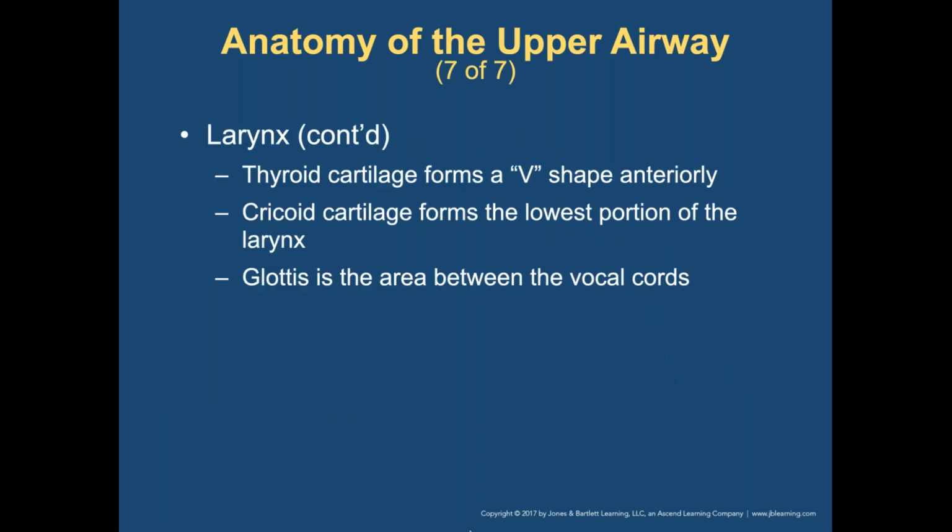All right, next up. The glottis is the area between the vocal cords and is the narrowest part of an adult's airway. If something's going to get stuck, that's where it's going to happen.